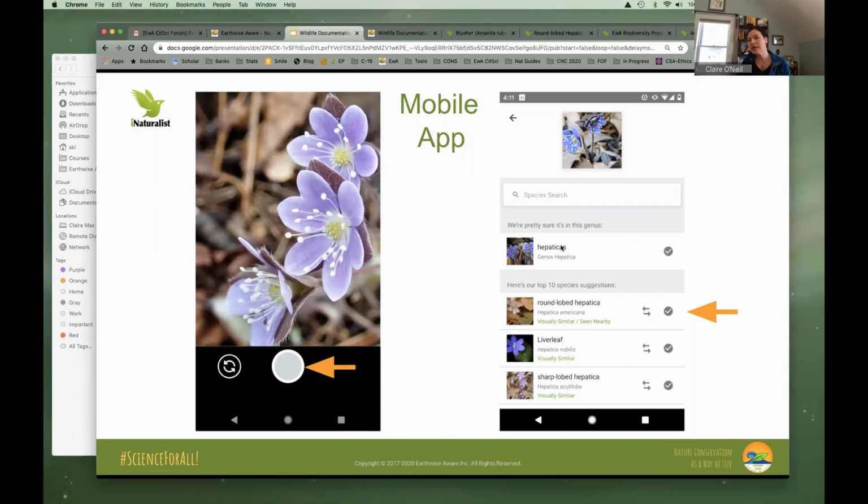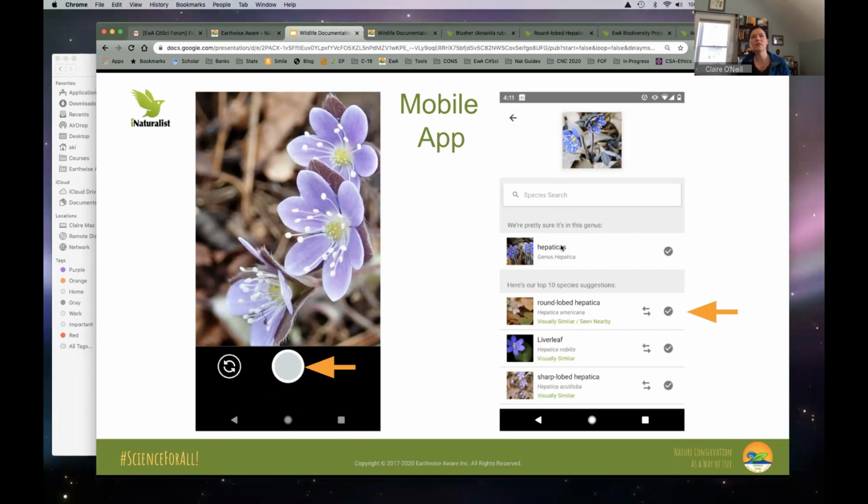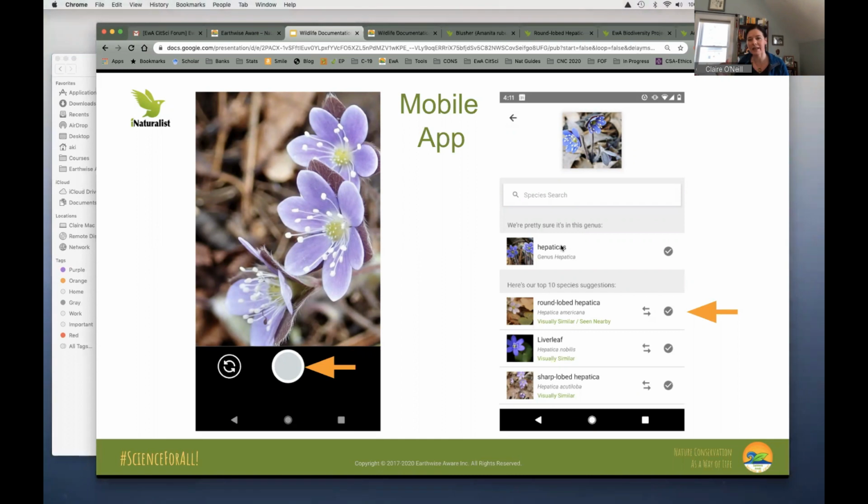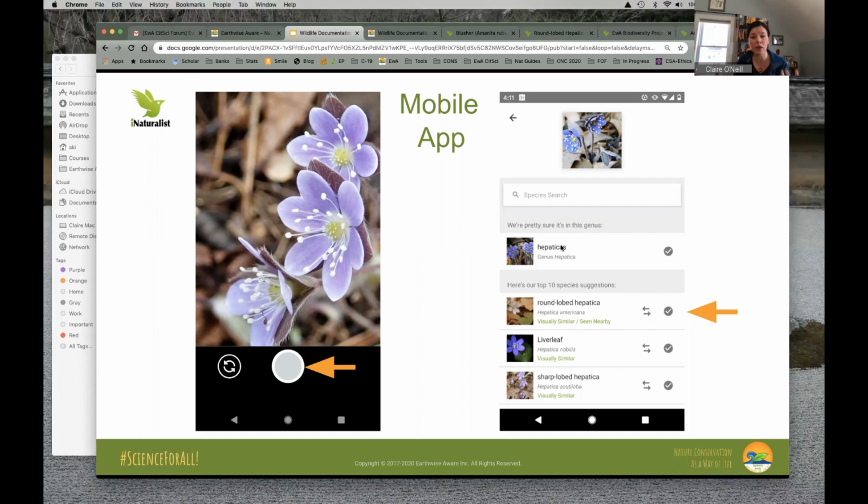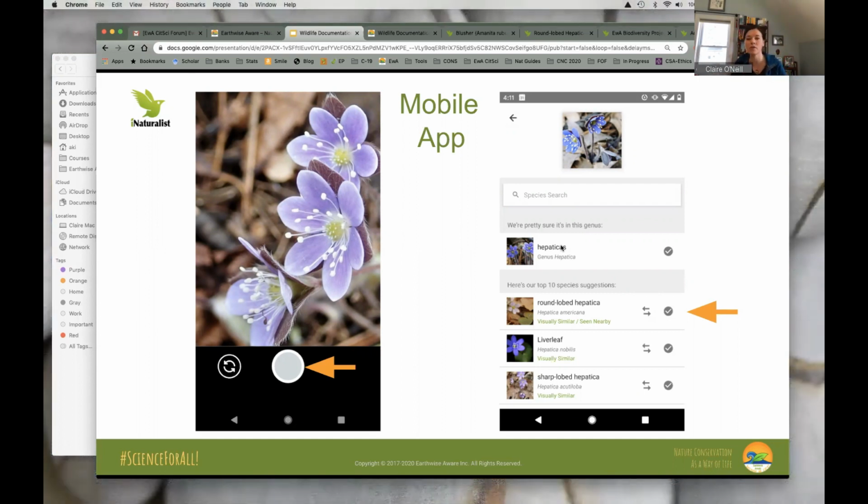I usually do not recommend that people leave it at unknown, and there is a reason for that. Remember that it's a crowdsourcing community, meaning that the identification process is crowdsourced. It goes out in the world and people are looking at all the observations.